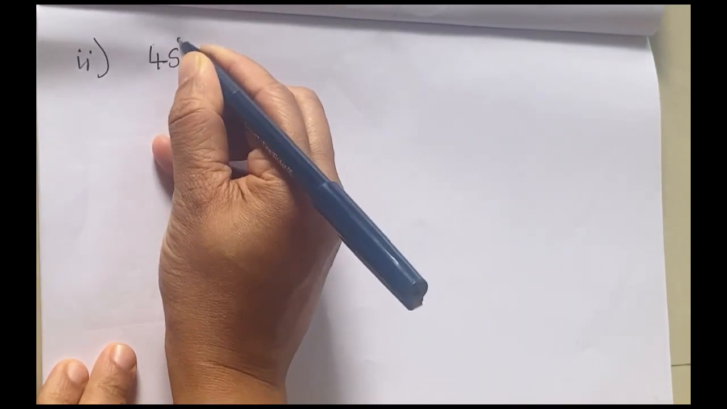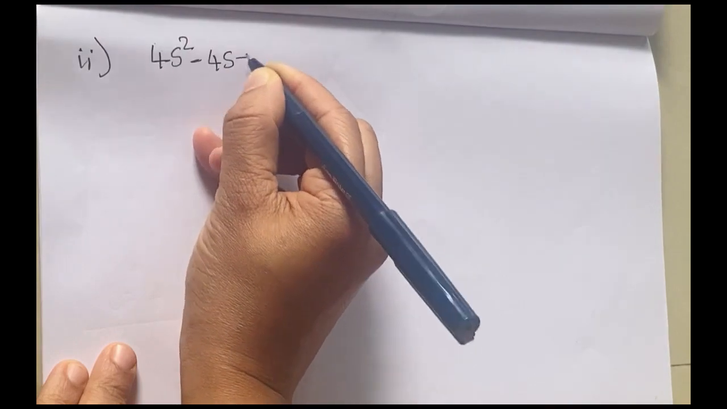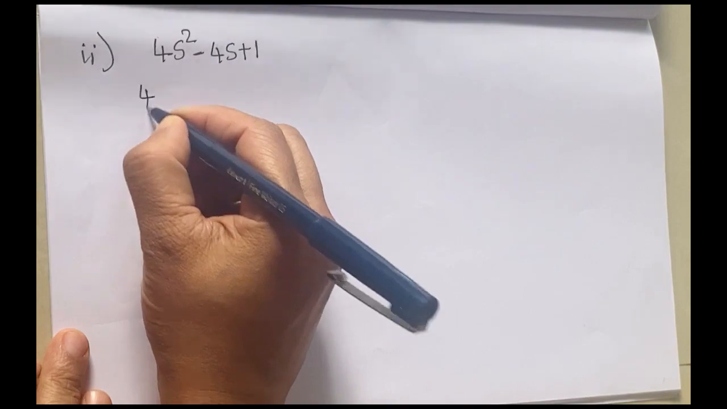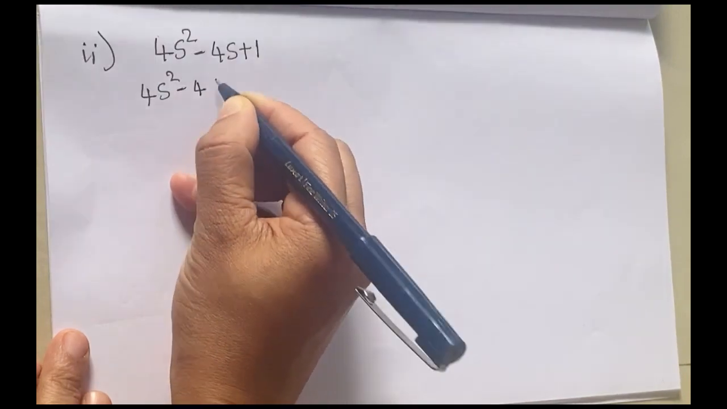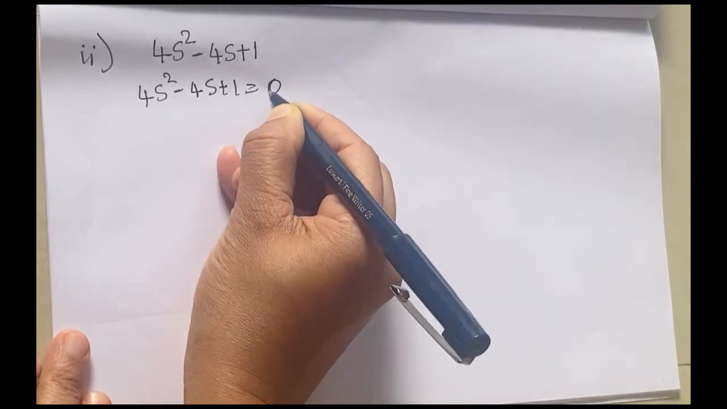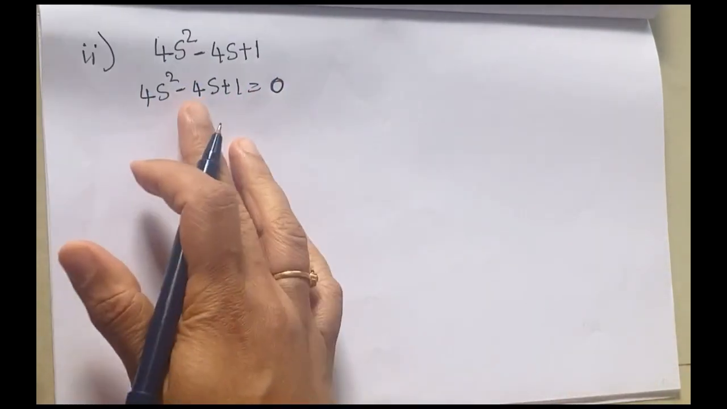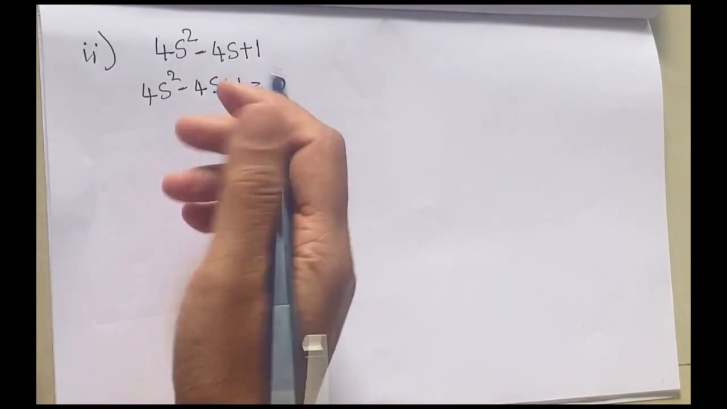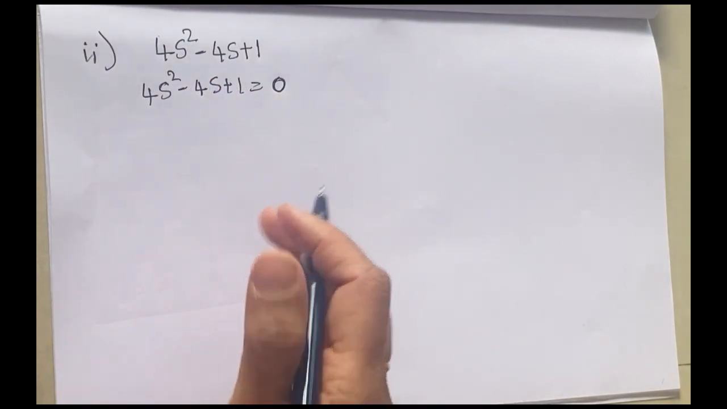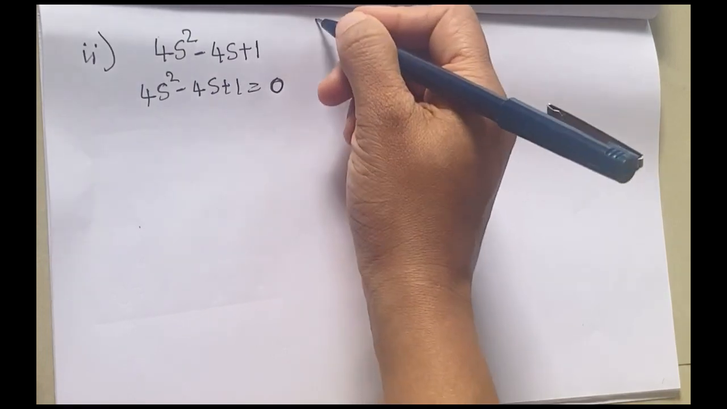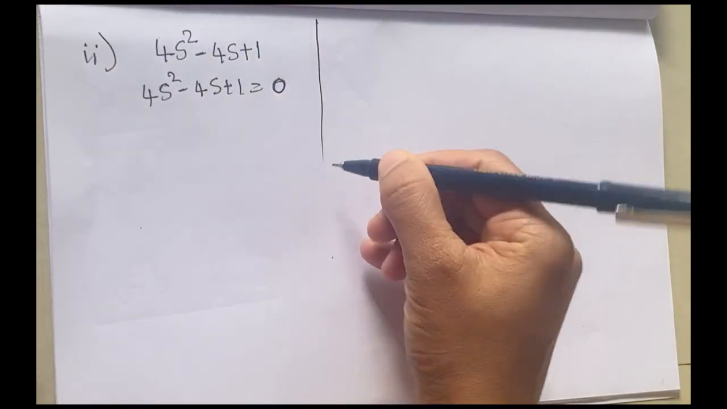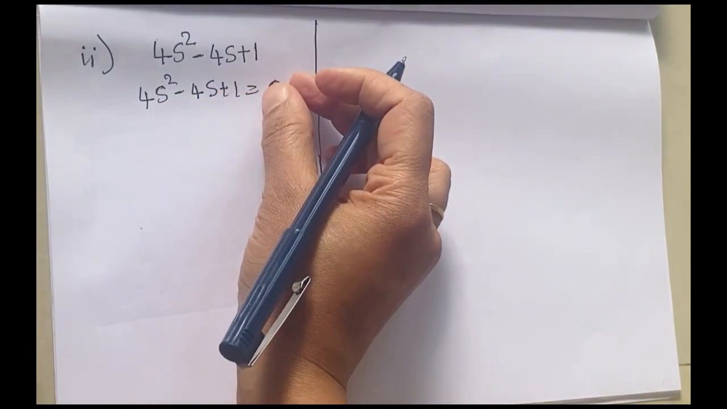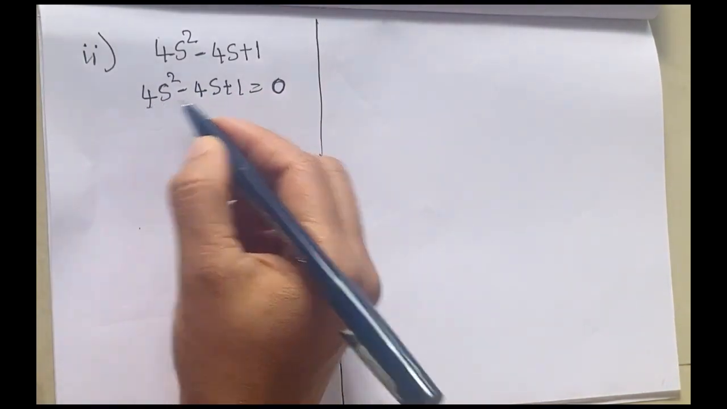4s square minus 4s plus 1. This is the polynomial. I will write 4s square minus 4s plus 1 is equal to 0. This is the equation. When you solve this equation, you will get values of s, that is nothing but zeros of this polynomial. Whatever the polynomial they have given, first consider the given polynomial equal to 0. Then solve this one.